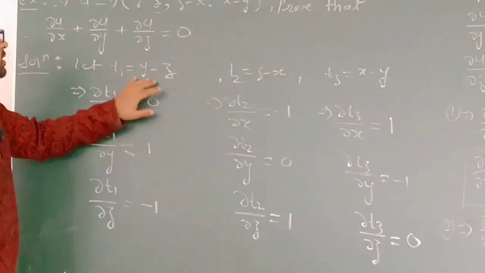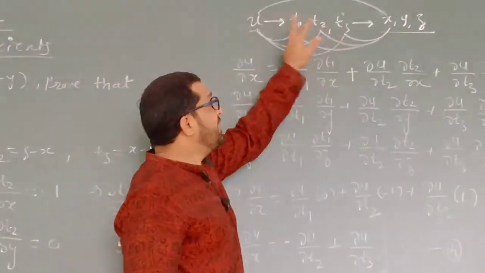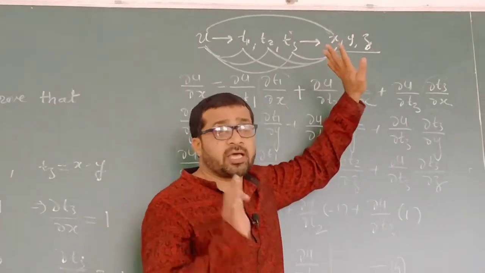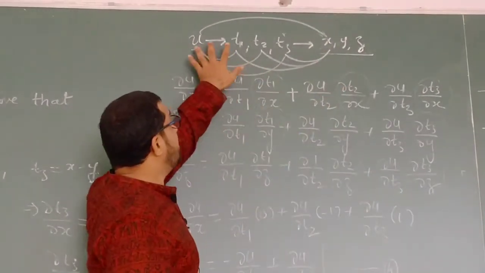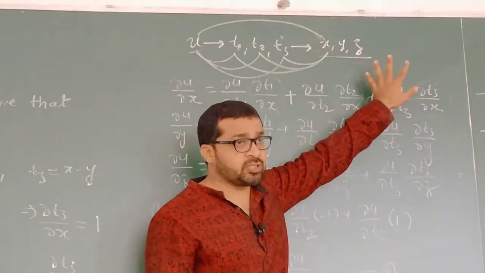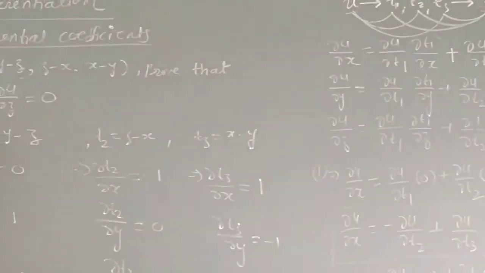So that is written here: u is a function of t1, t2, t3, and t1, t2, t3 are functions of x, y and z. Therefore we can say that u is a composite function of x, y, z. So this is the definition of a composite function. Okay, so we'll proceed now to solve that example.